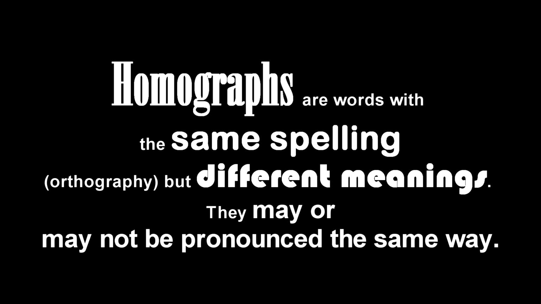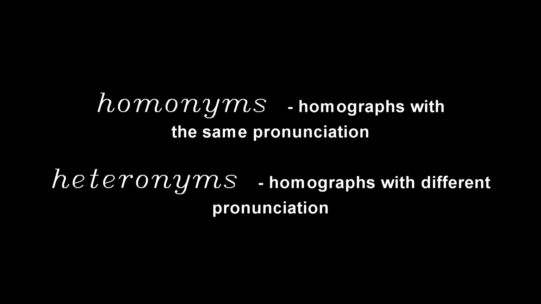Today, we will talk about homographs. What is a homograph? A homograph is a group of words, usually a pair, with the same orthography or spelling, but different meanings and may have different pronunciation. If the words involved in a homograph are pronounced the same way, that homograph is called homonym. And if the words involved are pronounced a different way, which will definitely include a change in the accented syllable, then they're called heteronym.